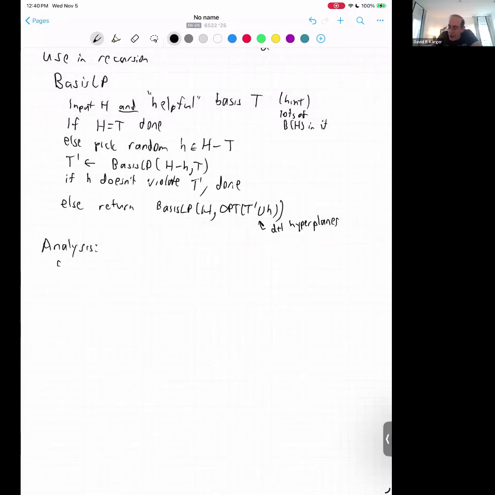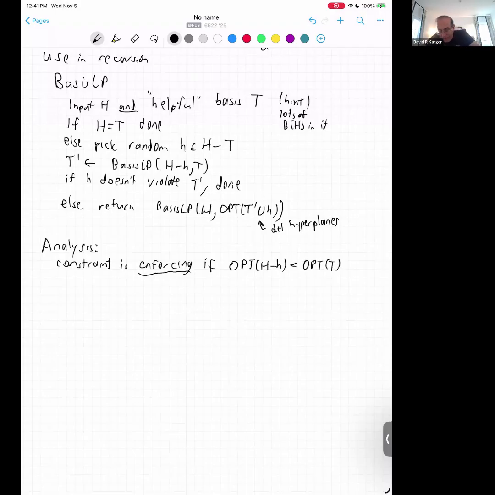So to analyze this, we are going to say that a constraint is enforcing if the optimum without that constraint is less than the optimum of our hint. Okay. Now, first of all, it is clear that H has to be in T.